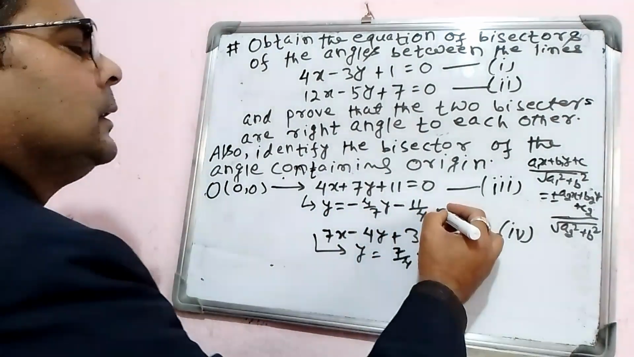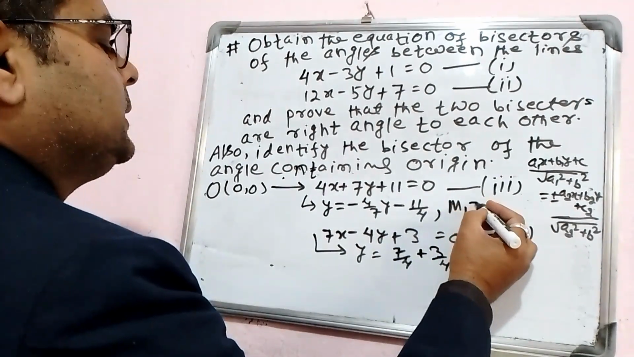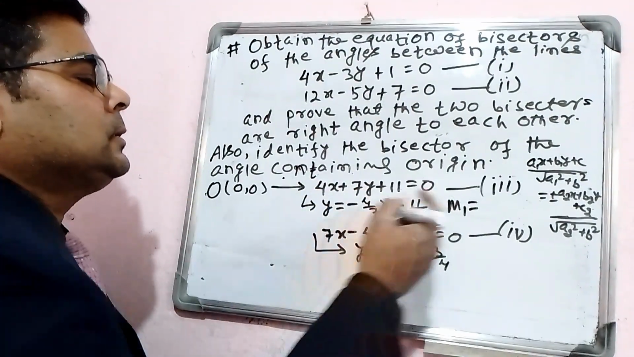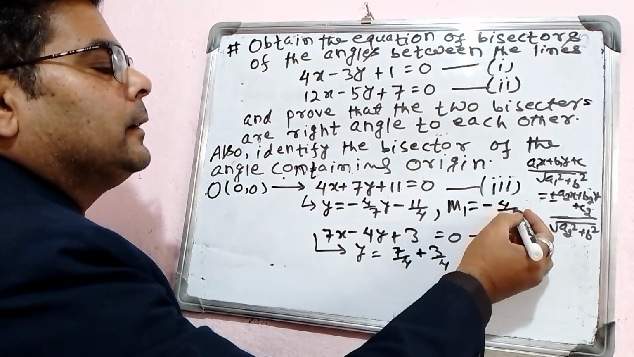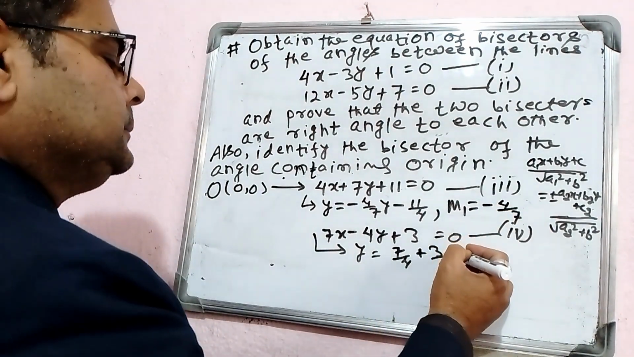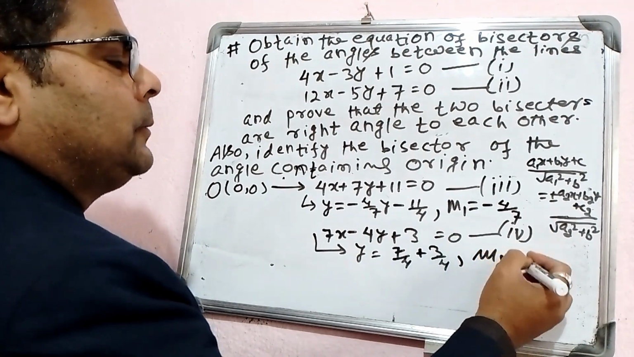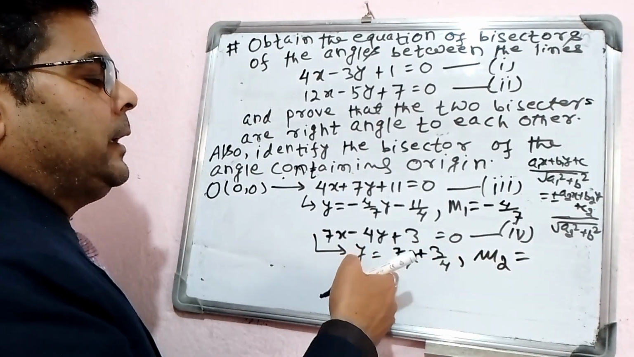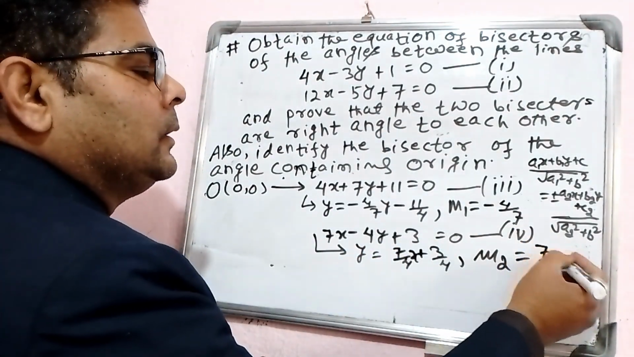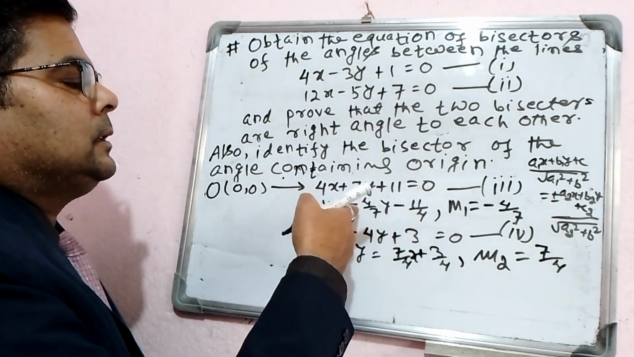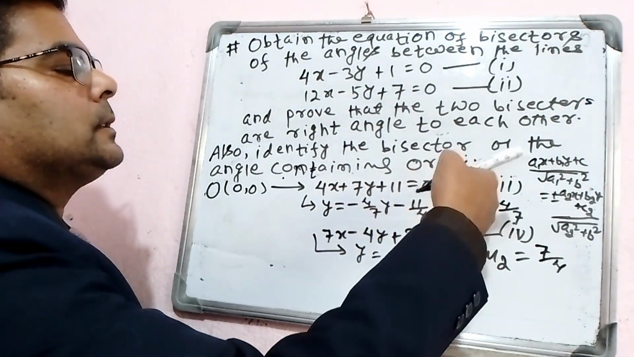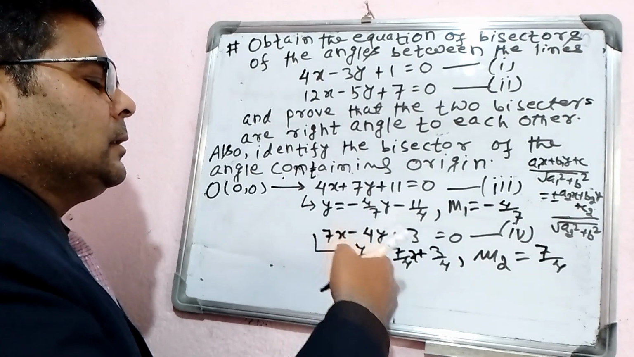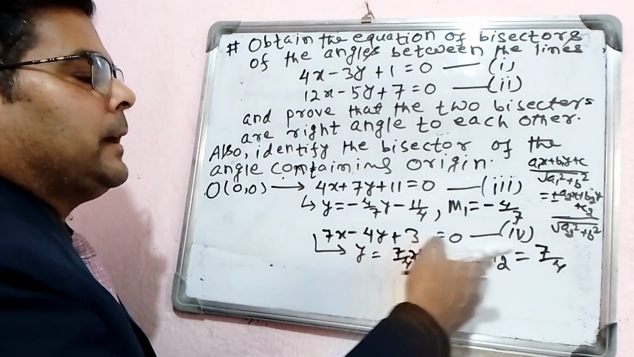So here the slope of the first line you can call m1. You can see the coefficient of x gives the slope for the line in the form y equals mx plus c. So it is -4/7. And here, if you find the slope of the other bisector line, it is the coefficient of x over here, so it is 7/4. So the slope of the first bisector, if you call this bisector 3, is -4/7, and the slope of the other bisector is the coefficient of x, that is 7/4.